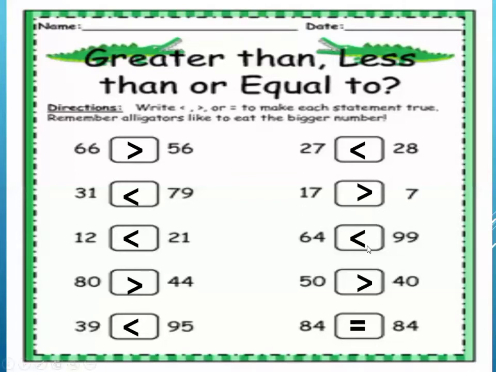Now see these numbers. Here we have 64 and 99. So which number is bigger, 64 or 99? 99 is bigger. So the alligator always wants to eat bigger numbers. So the alligator opens its mouth towards 99. See this one. Here the numbers are 84 and 84. These numbers are equal. So we put the equal sign here.